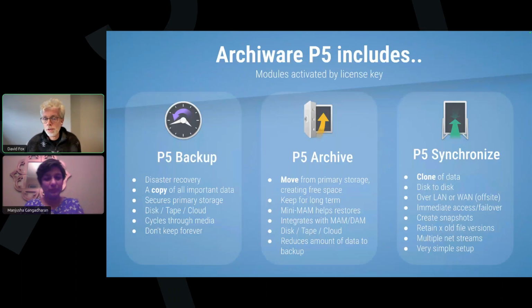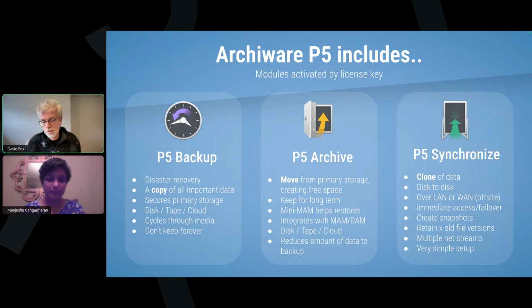Archiware P5 is a software product from Germany, and it breaks down into 3 modules. Most people would be using P5 Archive to access cold storage like Geyser Data, but you could also do a backup to Geyser Data as well. So the 3 products are broadly data management. We have P5 Backup, which everybody knows what a backup is. It's a disaster recovery tool. It can write to LTO tape or cloud storage.